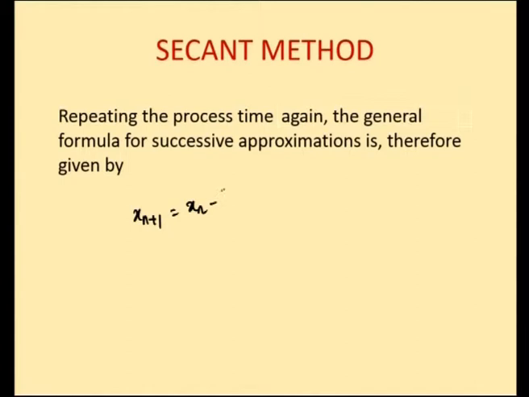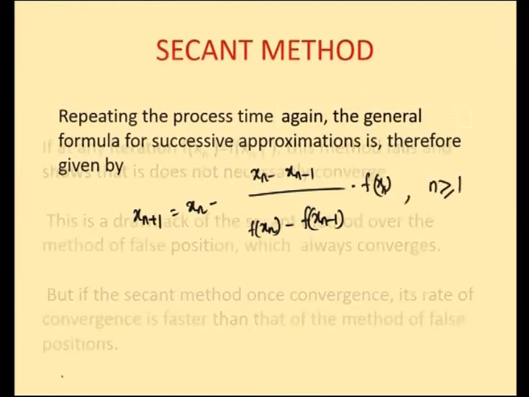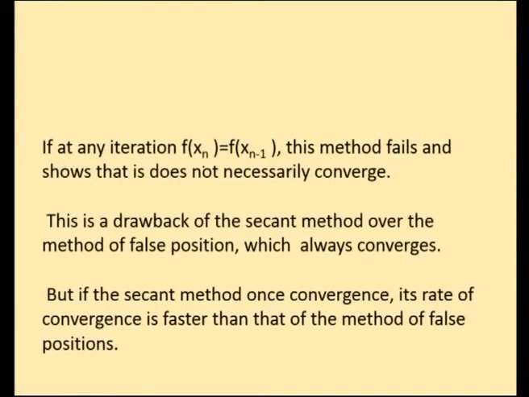xn minus (xn minus x(n-1)) divided by (f of xn minus f of x(n-1)) into f of xn, where n is greater than or equal to 1. If at any iteration you get f of xn equal to f of x(n-1), this method fails and shows that it does not necessarily converge.